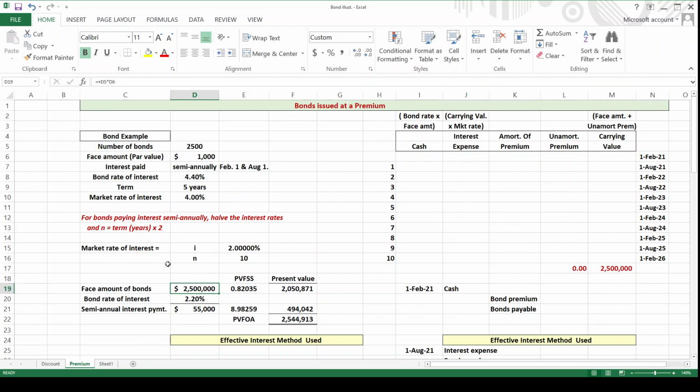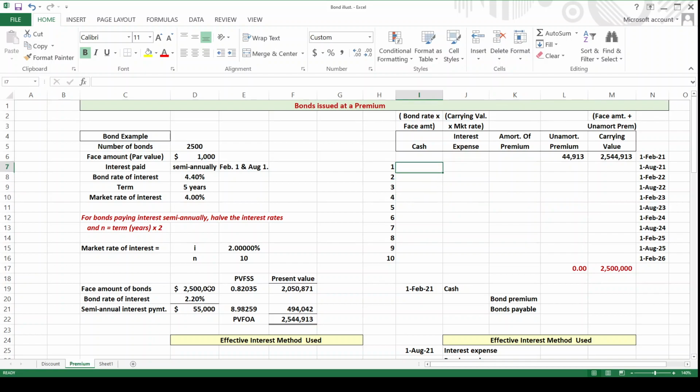All right, so let's go over here and start our chart. The carrying value at the get-go is always equal to what? What you sold the bonds for. This is going to be a premium, so I want to take that 2544 and subtract the face amount, and I get my unamortized premium. I want that to go to 0, and I want this number, the carrying value, eventually to be $2.5 million. So I want the carrying value to go down, and I want this premium to go down as well.